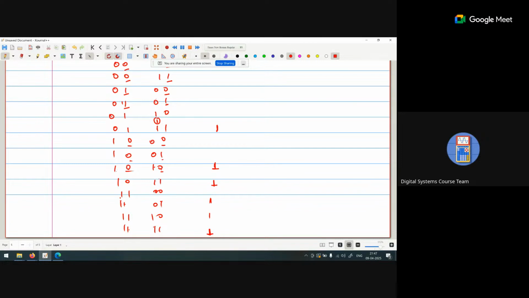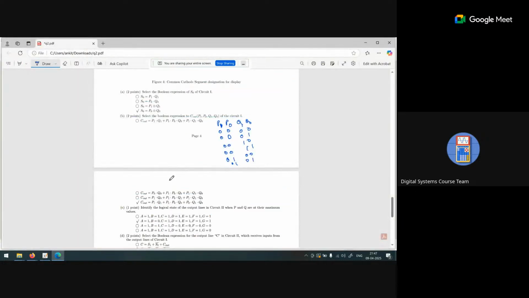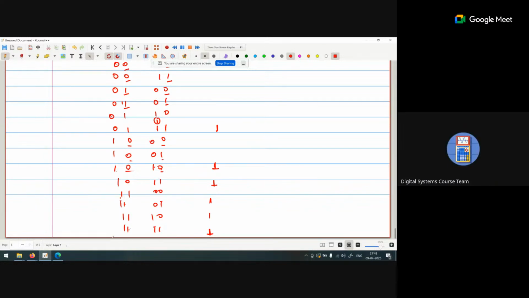Okay. Now you can write a K-map. With the help of the K-map, you can write an expression for CO. If you see that when MSB is 1 1, then carry out is 1. So when MSB is 1 1, carry out is 1.